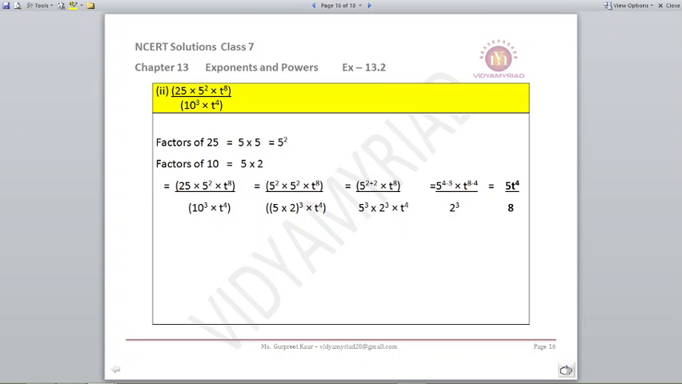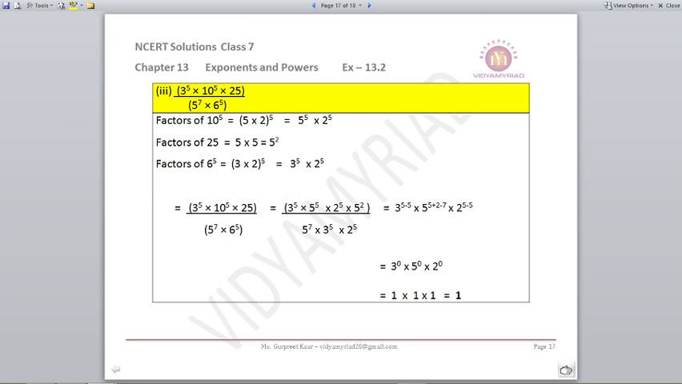Next part. 3 raised to power 5 into 10 raised to power 5 into 25 divided by 5 raised to power 7 into 6 raised to power 5. So we can find the factors of 10, 5 into 2. This is whole raised to power 5, which can be written as 5 raised to power 5 multiplied by 2 raised to power 5. Now we have 25. 25 is 5 into 5. It can be written as 5 square. Then we have 6 raised to power 5. 6 can be further split into 3 into 2. So 3 raised to power 5 multiplied by 2 raised to power 5.